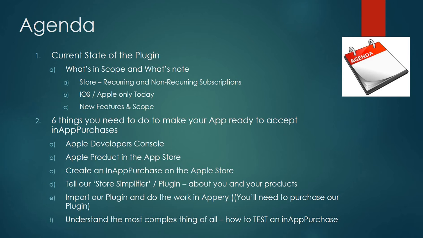Check out the next chapters of our video series, there will be 6 more of them. They cover how to create an app in the Apple Developers Console that's going to accept in-app purchases; creating your product in the Apple Store, which shouldn't take too much; and creating an in-app purchase through the Apple Store. Then, telling our store product about you and your products, based on the information you put in A, B, and C here on number 2; and importing our plugin and how to do the work in Appery that you'll need to essentially create the code around an in-app purchase.